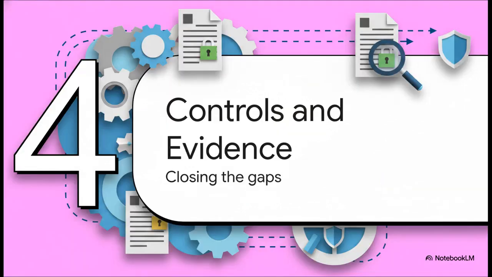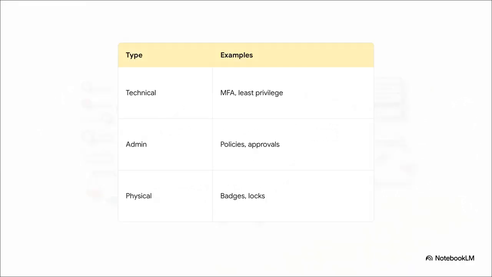Now that we know where those gaps are, let's build the proof in Section 4, controls and evidence. Implementing security controls is exactly how we close those gaps we just found, and we can drop these controls neatly into 3 buckets. First up, technical controls. These are your digital tools, things like enforcing multi-factor authentication or setting up least privilege access, which just means giving people the exact minimum permissions they need to do their specific jobs and absolutely nothing more. Second, administrative controls. These are the human rules, like having a documented incident response plan or doing vendor risk reviews. And third, physical controls, which secure your actual physical workspaces, using key cards, badges, and actual door locks.